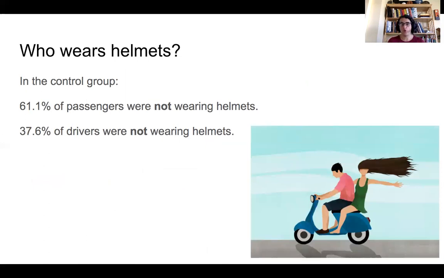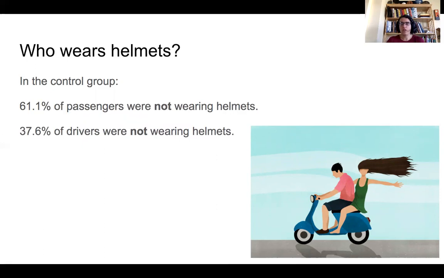If you go look at the control group, at the people that didn't get head injuries, so kind of our basic type of people, you find that 61.1% of the passengers were not wearing helmets, but only 37.6% of the drivers were not wearing helmets. So there's this really strong association. Drivers are much more likely than passengers to be wearing helmets, and we know that helmets are strongly associated with the outcome. People who are not wearing helmets are much more likely to have head injuries.